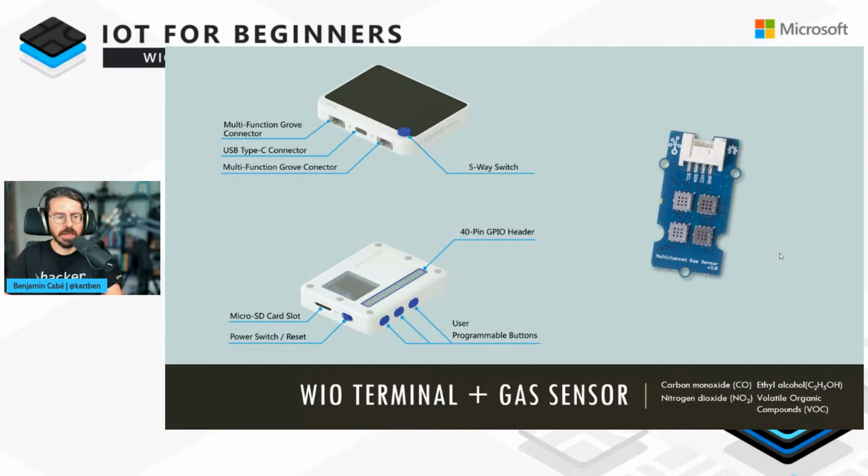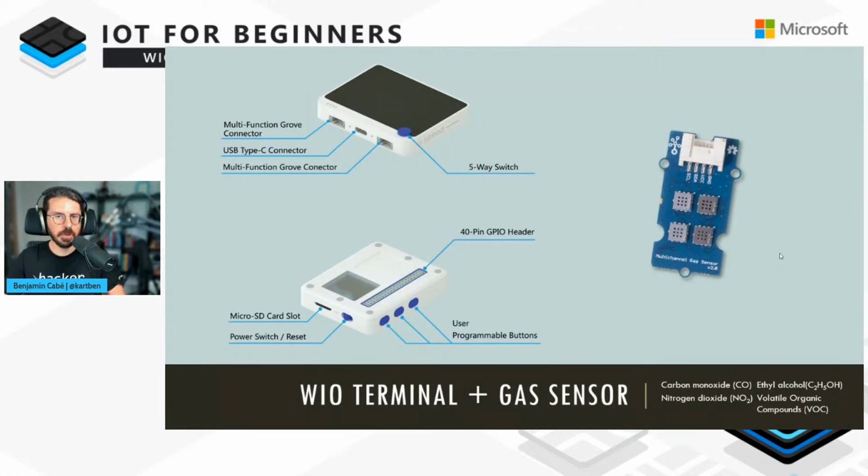This one that we're looking at here is slightly more expensive because it's effectively a 4-in-1 gas sensor. Those 4 metallic squares that you see on the PCB, on the electronic board, are 4 sensors. One for measuring the concentration of carbon monoxide in the air, one for ethyl alcohol, one for nitrogen dioxide, and one for volatile organic compounds.